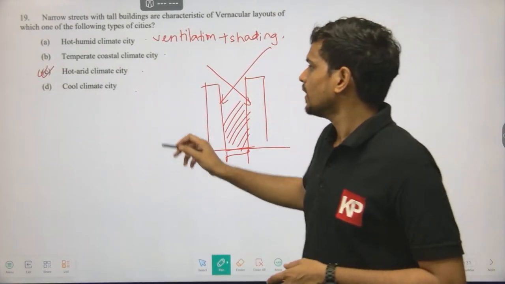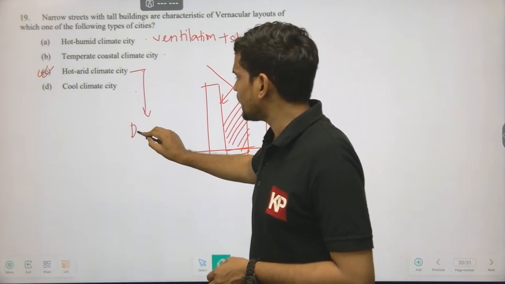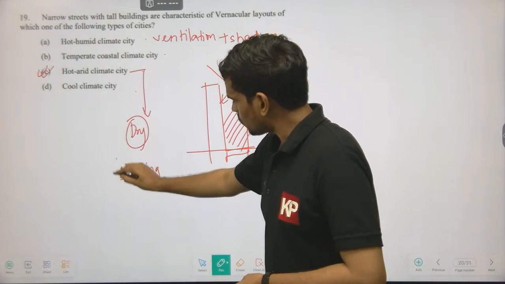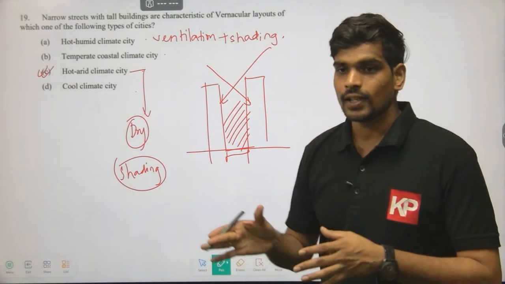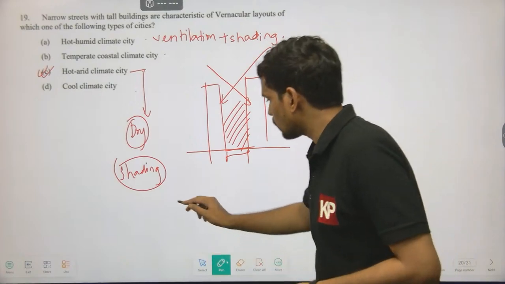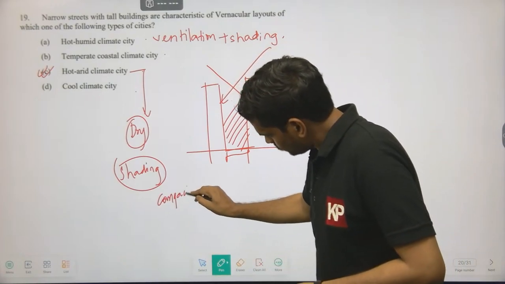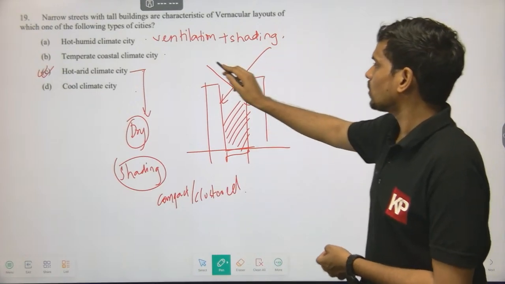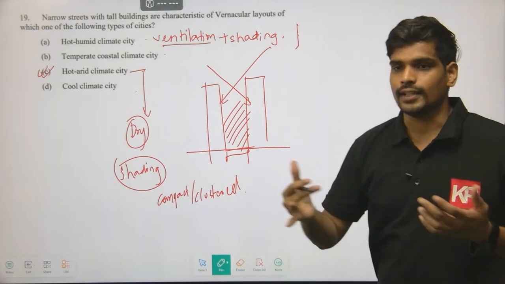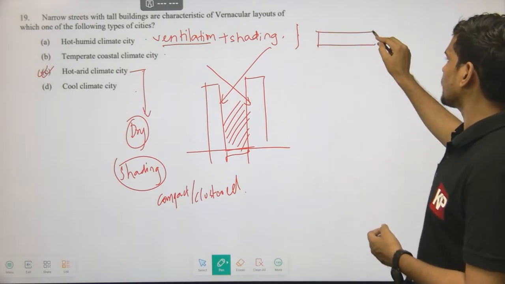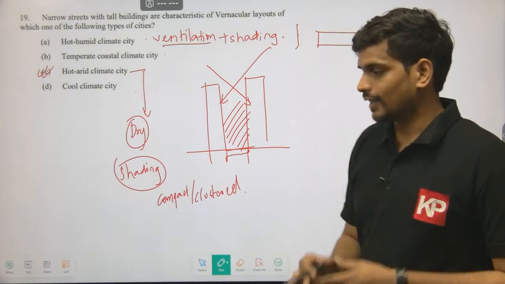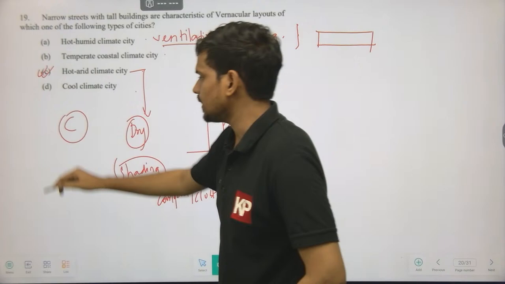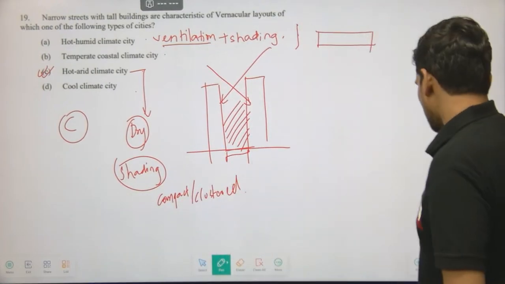So arid is basically dry climate. In hot and dry climate, shading is of paramount importance. So to create shading, compact plans, compact or clustered layouts are generally seen. In humid climate, because ventilation is important, you have more openness. You have large openness with row housing and all. So you don't have compact clusters as such. So the correct option for this question will be option C, where narrow streets are used in hot and dry climate.